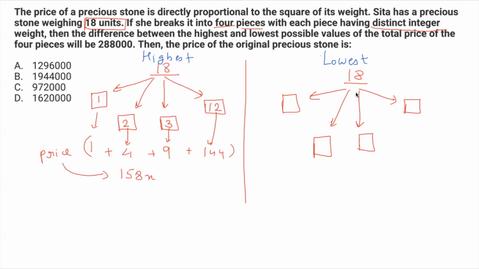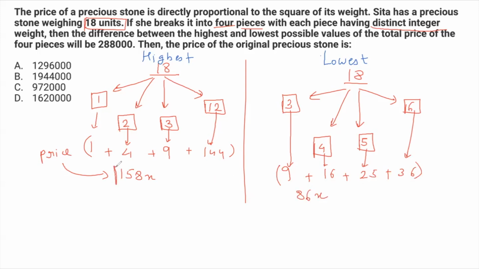Now, the other way of breaking down this 18 units of stone will be when the pieces have weights which are as close as possible: 3 units, 4 units, 5 units, and 6 units. In this case, the prices would be 3 square, that is 9, 4 square, that is 16, 5 square, that is 25, and 6 square, that is 36. The sum total of all these 4 values will be 9 plus 16 is 25, plus 25, 50, and 36 is 86. Let's call this price 86x.